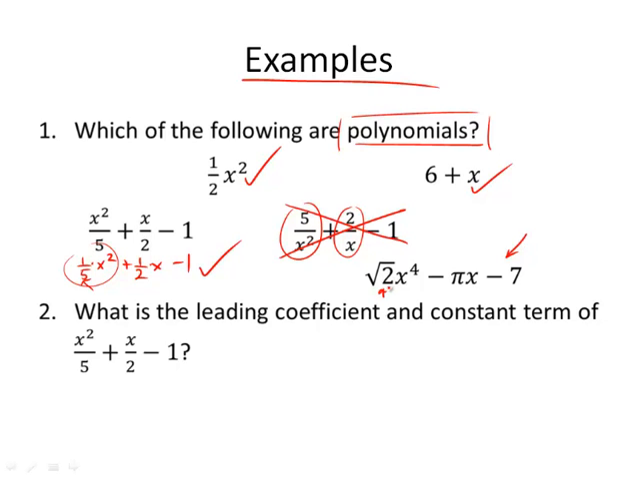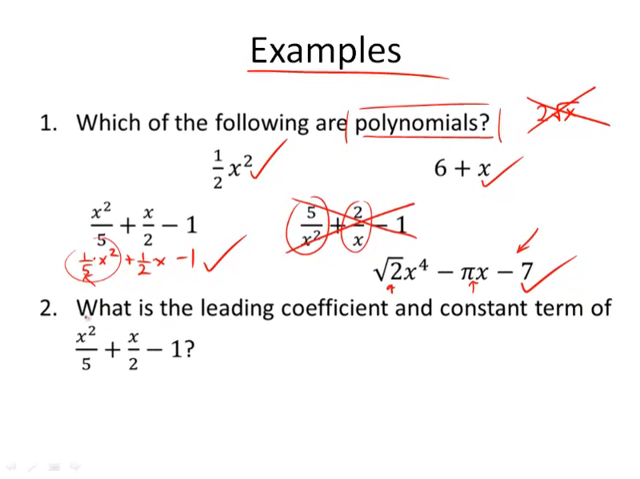Root 2, that's just a number. That's fine. The root is not on the x, so we're okay. If you had something with, say, 2 root x, that would not be a polynomial either, because you don't have a product of variables there. So here you've got a number times x times x times x times x. You've got a number times x, products of numbers and variables. Yes, it's a polynomial.